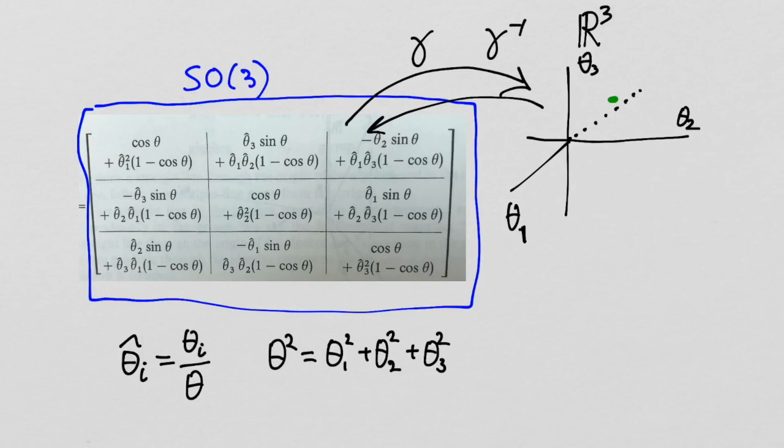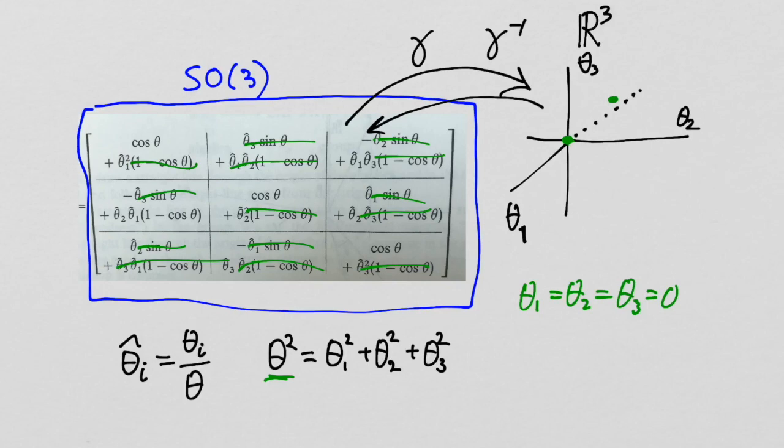We can, if we are interested, see that the origin of this R3 coordinate system will in fact give us the unit matrix. If I take theta 1 equals theta 2 equals theta 3 equals 0, then theta itself will be 0, the sum of a bunch of zeros. So all of the sine terms go away because they're 0. All of the 1 minus cosine terms go away because they're 0, which means all of the off-diagonal terms go away completely, but the on-diagonal terms just have cosine theta, which is 1, 1, 1.